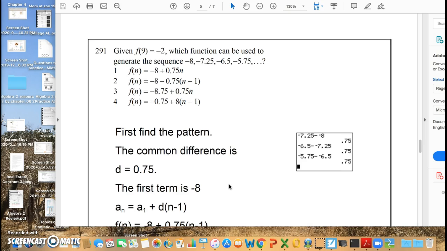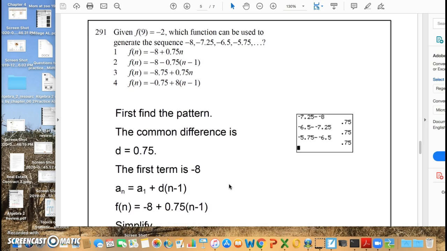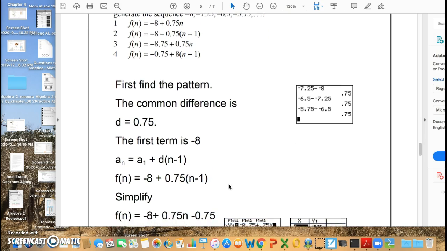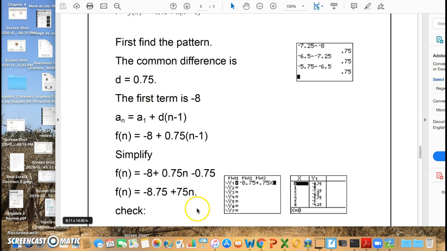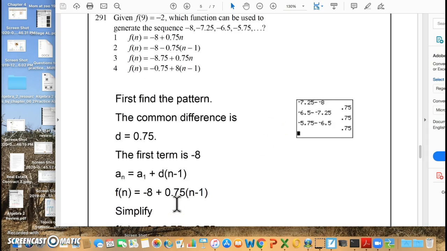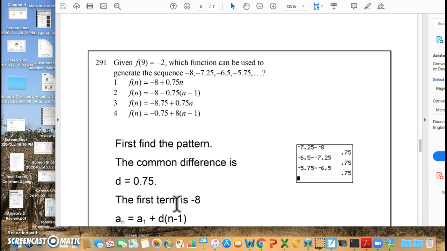I also know the first term is negative 8. So again, using the formula from the formula sheet, I get this. And you have to simplify to get this value. But you can check this very nicely. You can put this in your calculator as a y equals, and then you go to your table, start at 1, and notice that these numbers match what's above. So I know that my final answer is correct. So that would match number 3.